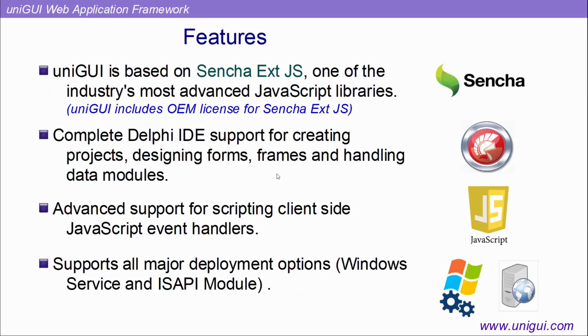Now let's have a look at the main features of UniGUI framework. One of the most important features of UniGUI is its integration with Sencha Ext JS. Ext JS is one of the industry's most advanced JavaScript frameworks. UniGUI uses Ext JS for creating web pages. Client-side elements such as buttons, edit boxes, list boxes, and grids are actually Ext JS components, which are automatically created at runtime based on UniGUI forms.